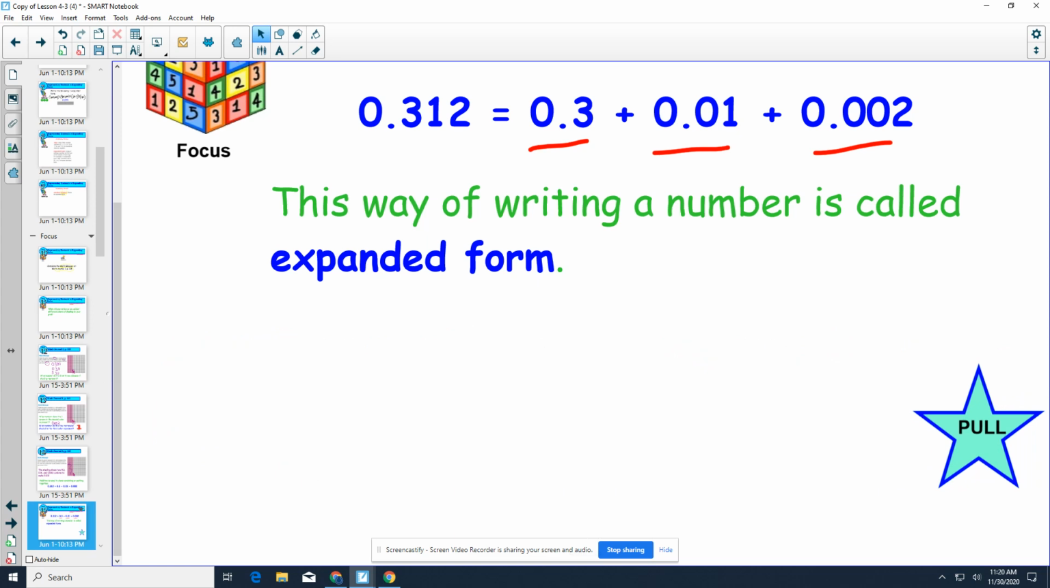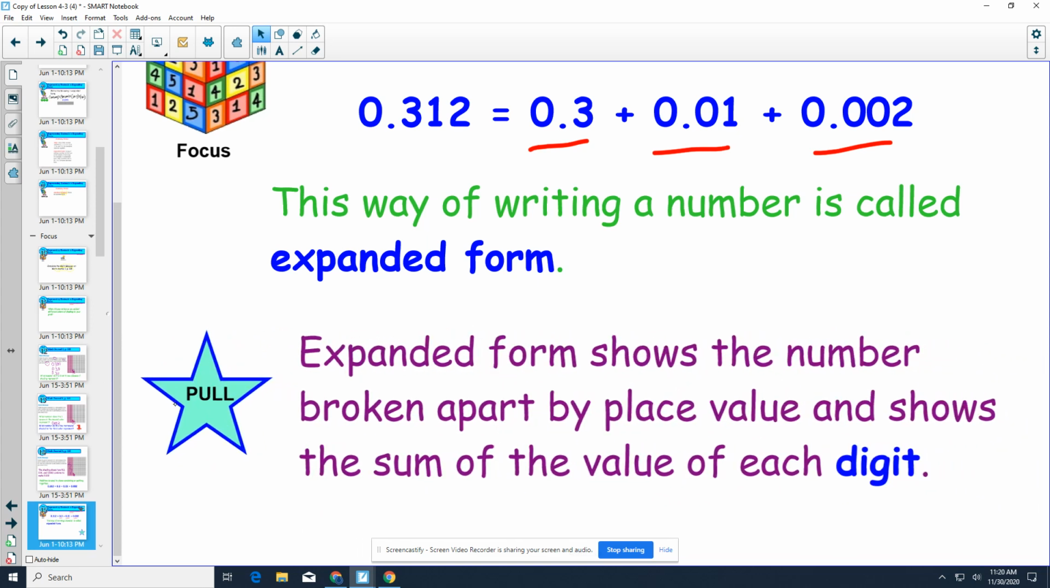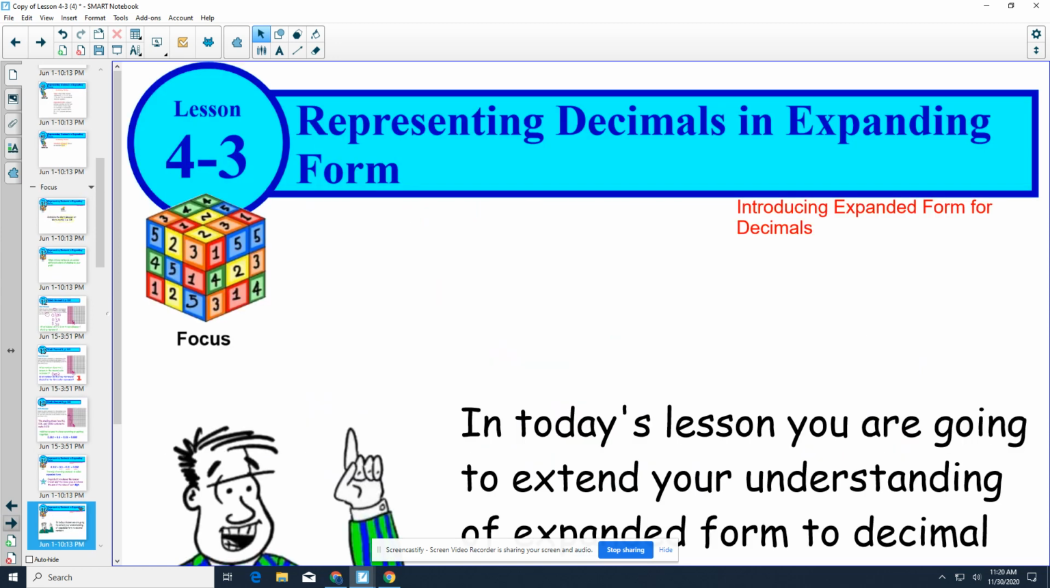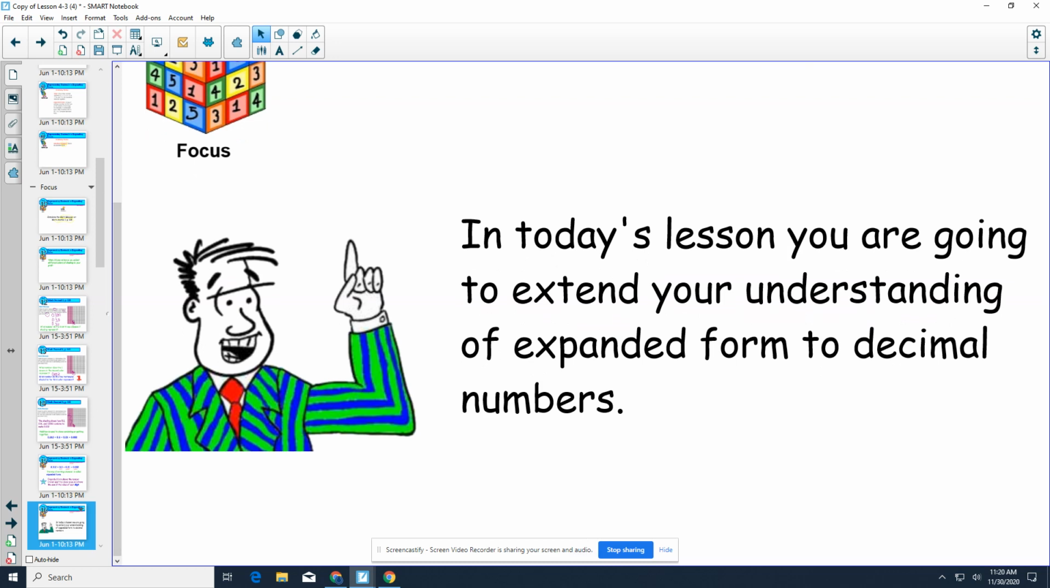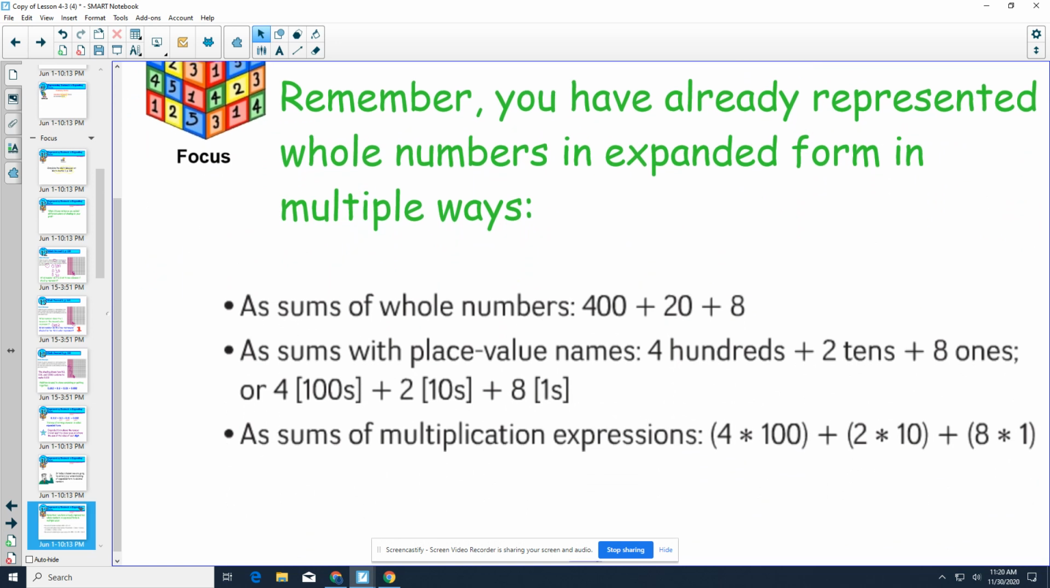So expanded form shows the number broken apart by place value and shows the sum of the value of each digit. In today's lesson, you're going to extend your understanding of expanded form to decimal numbers. Remember, you've already represented whole numbers in expanded form in multiple ways as sums of whole numbers.